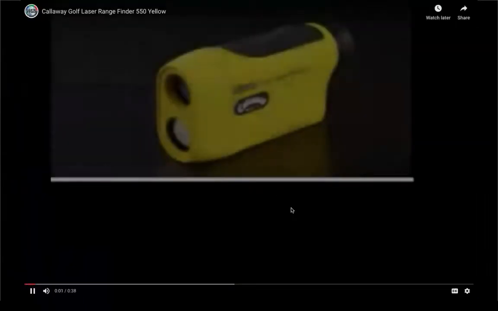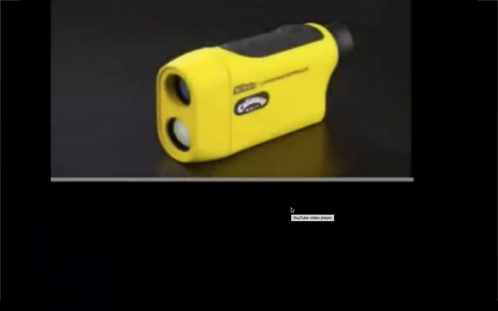So this is an example of a rangefinder used in golf. So some of you who play golf might appreciate this.